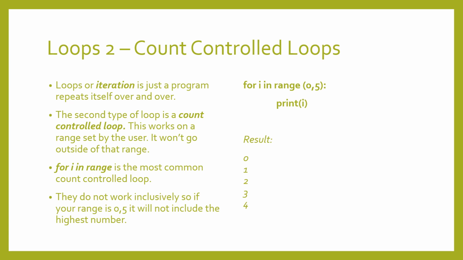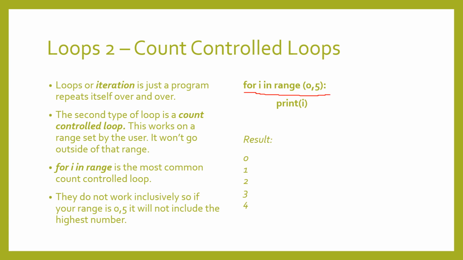It's the same thing as the other loop really, where it's going to keep going over and over again, but in this one we use a range. Okay, so in a count controlled loop we decide how many numbers it's going to test, or the range it's going to test I should say. So in this example, look, I use this, for i in range, and we put bracket 0, comma 5.